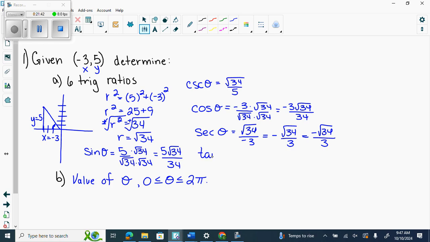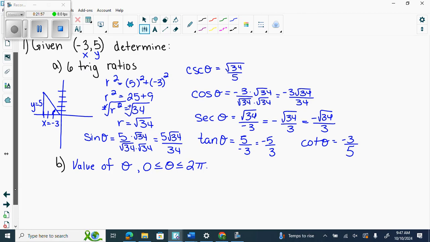Tan theta is y over x, so I get 5 over negative 3, or negative 5 over 3. And then cotangent is x over y, so it's negative 3 over 5. If I'm picking a reference theta, I'm going to pick tan or cotan because they don't have roots. But could I pick any of the 6? Yes. For the reference angle, you always take the positive so it lands in quadrant 1. So tan theta equals negative 5 over 3.